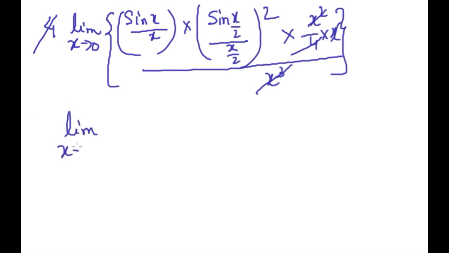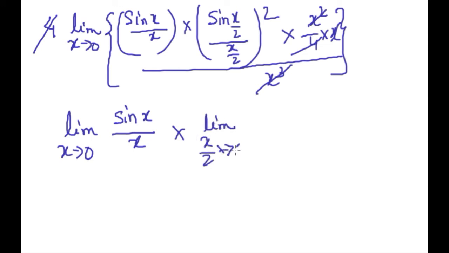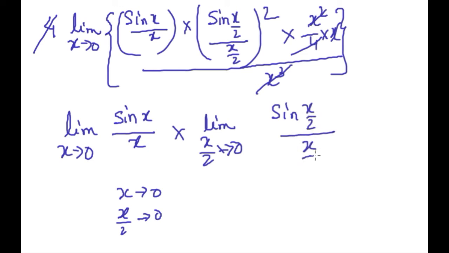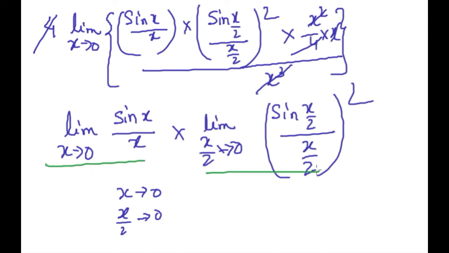Now limit of x tends to 0, sine x by x into limit of x by 2 tends to 0. When limit of x tends to 0, the limit of x by 2 is also 0. Sine x by 2 by x by 2 whole square. So as per the formula, this is also 1 and this is also 1. So 1 into 1 is equal to 1. This is question number 26.